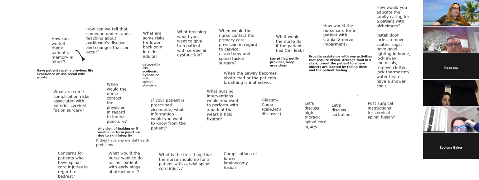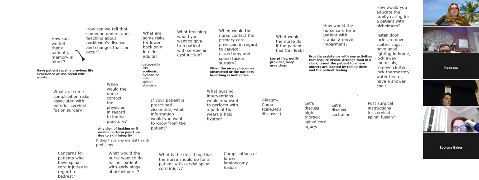Let's talk real quick. How can we tell that a patient's memory is intact? Well, we want them to be able to state something, because we know people with dementia and Alzheimer's usually have that long-term memory. They can talk back from when they were younger, but they have a really hard time with their short-term memory, correct? A lot of times at the doctor's office they'll give you 3 words, and then ask an hour later what those words are.